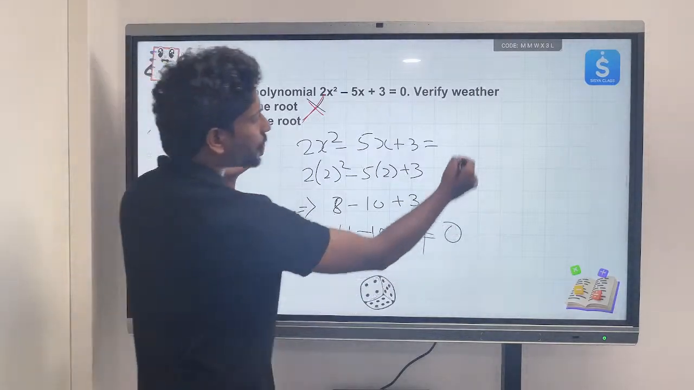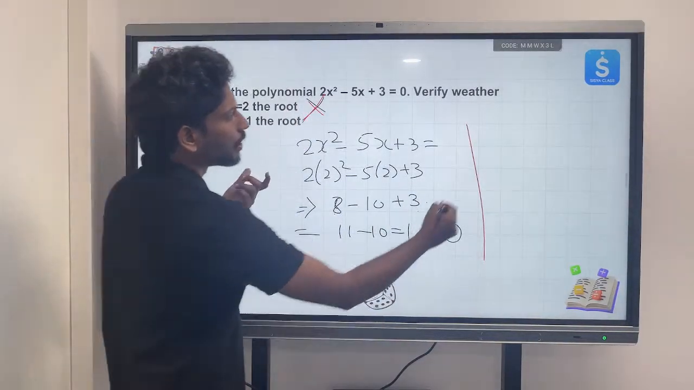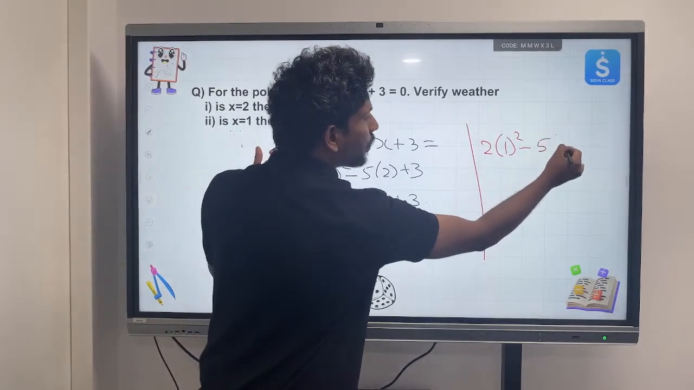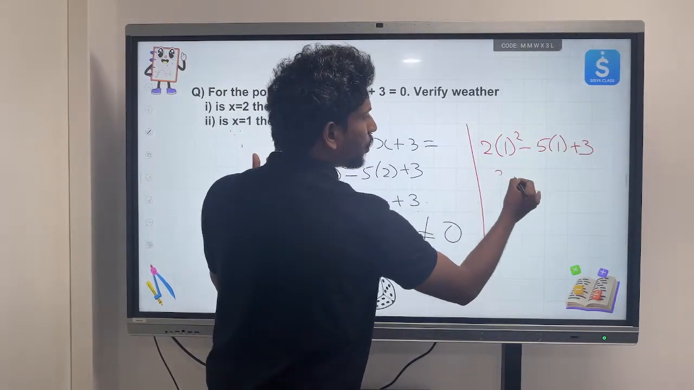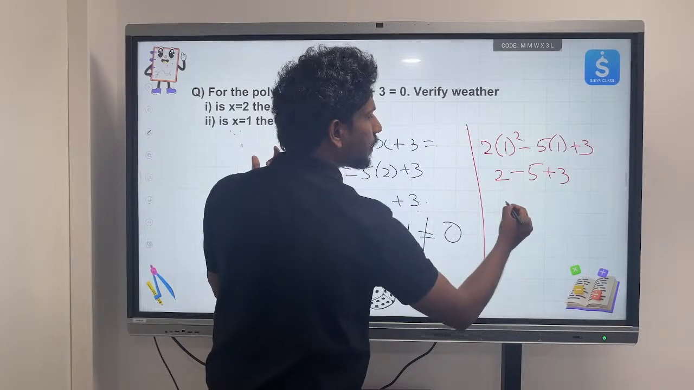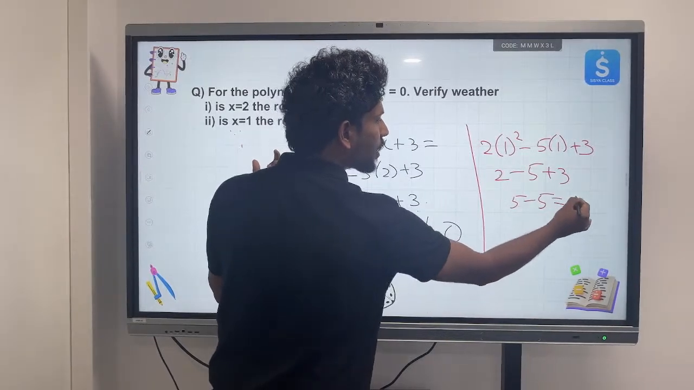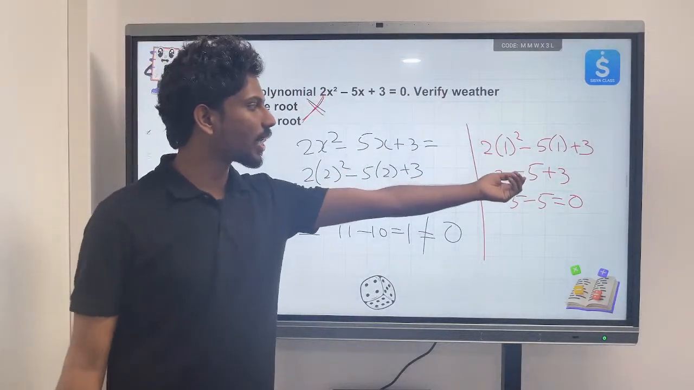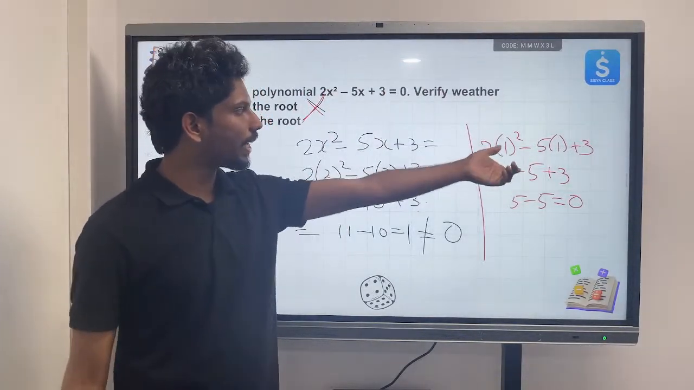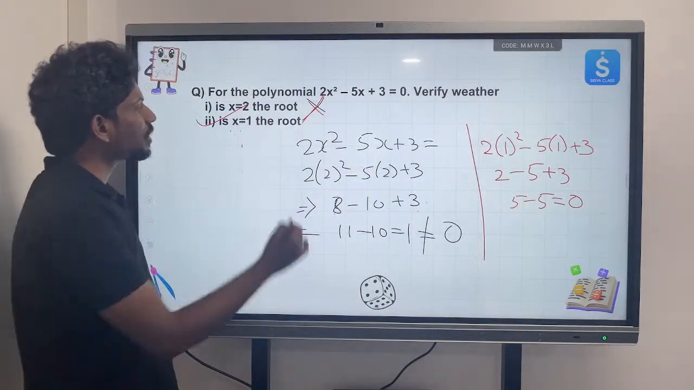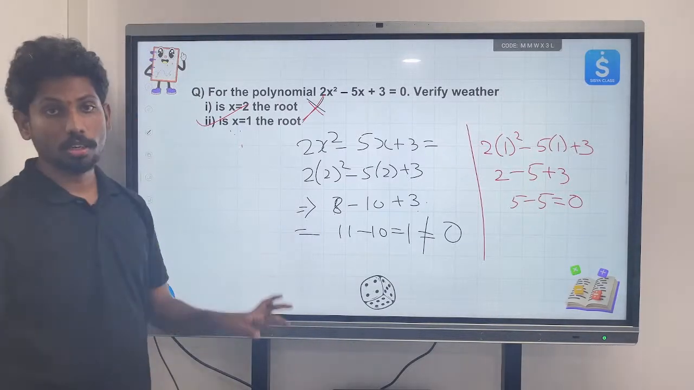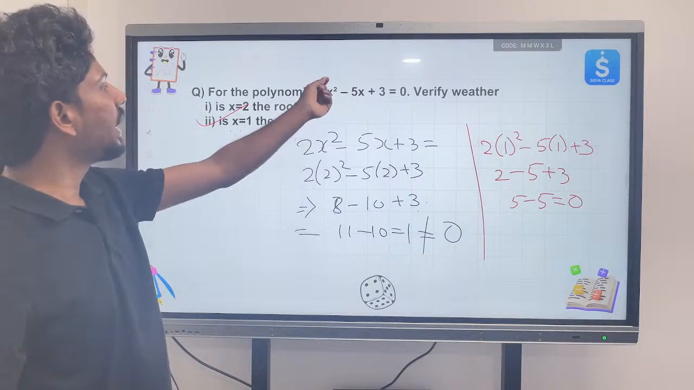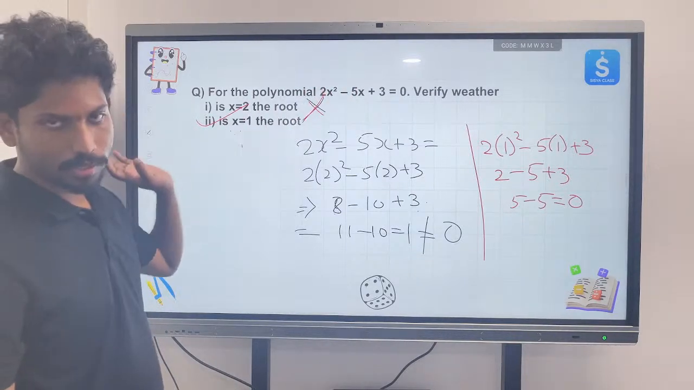But if we try to substitute the value of x as 1, what is happening? 2 into 1 minus 5 into 1 plus 3. So 2 minus 5 plus 3, 3 plus 2 is 5, 5 minus 5 is 0. Yes. So if you see here, the LHS and RHS both are equal to 0, hence they both are agreeing, hence I can say that 1 is called the root but 2 is not called the root, right? That means pictorially, this parabola is intersecting at x equals 1, right?